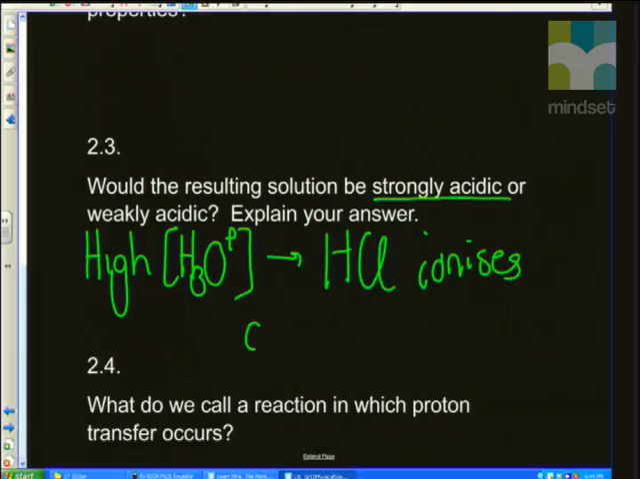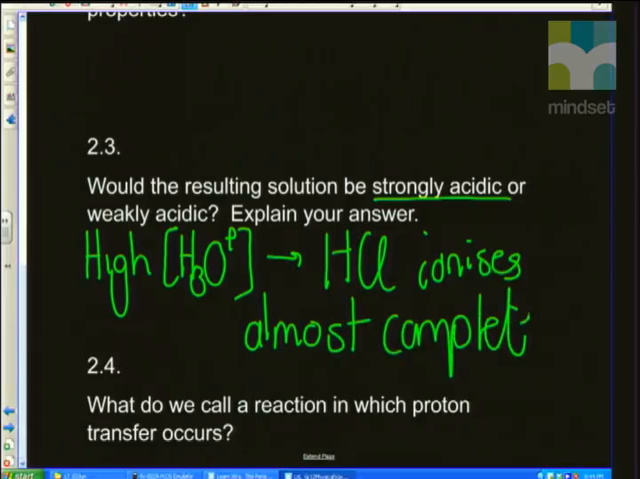Sure, my handwriting just gets better and better. Almost completely. See, I can't spell too.